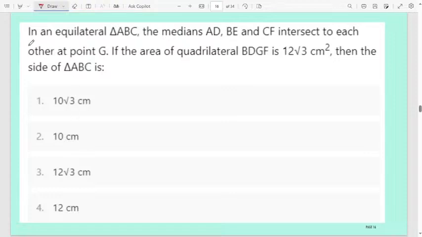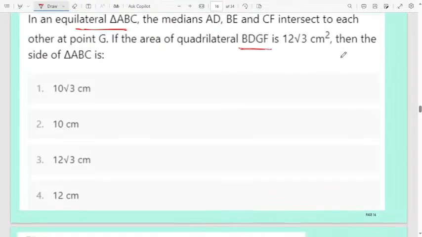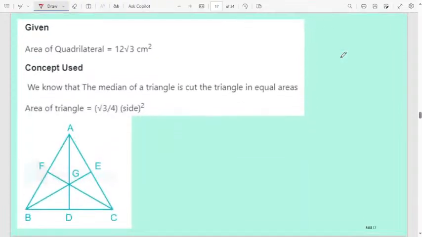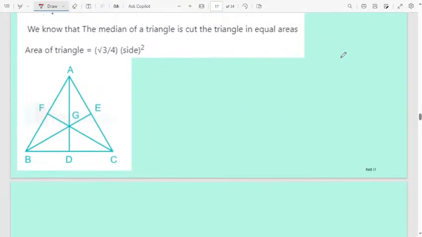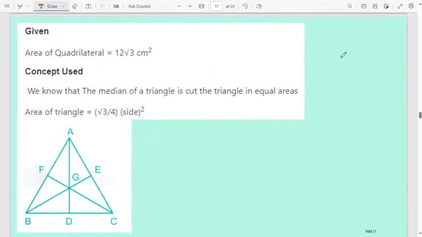Question number 9. In an equilateral triangle, medians AD, BE, CF intersect each other at a point G. If the area of quadrilateral BDGF is 12 root 3 centimeter squared, then what is the side of triangle ABC? I included the diagram here. Sometimes they will give the diagram, otherwise you have to draw.